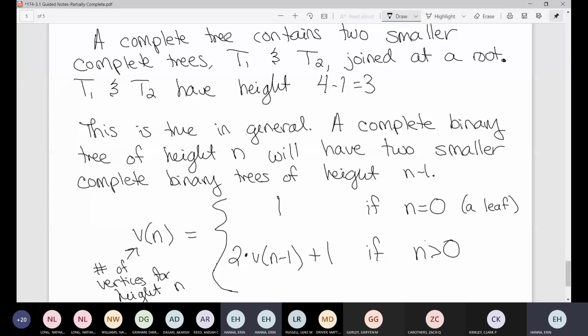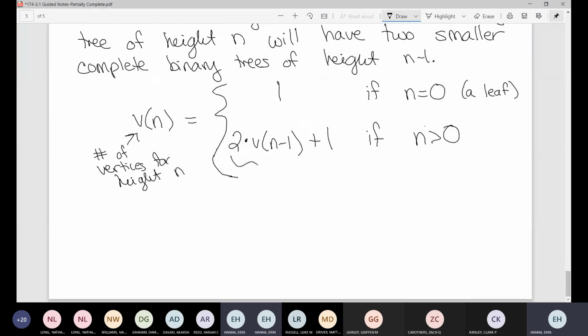And that will be true for anything that's greater than 0, any height that's going to be greater than 0. So let me try to write down the reasonings for these in case people are looking at this later or just haven't got it yet. So we have the two smaller trees. And this is going to be the root that joins them. So this is just a way that we have now defined a recursive relation for finding the number of vertices on absolutely any complete binary tree.